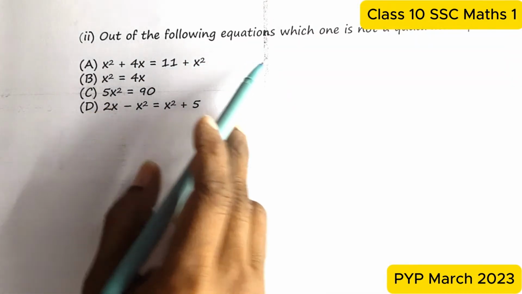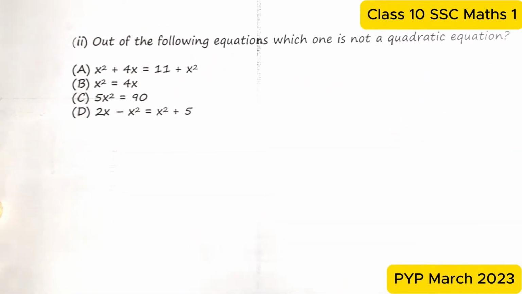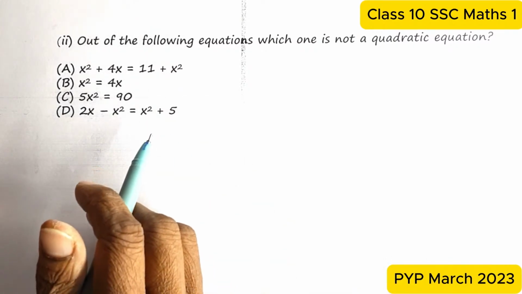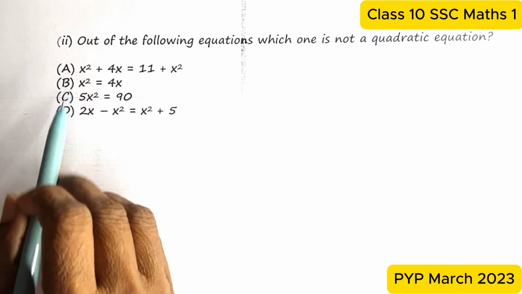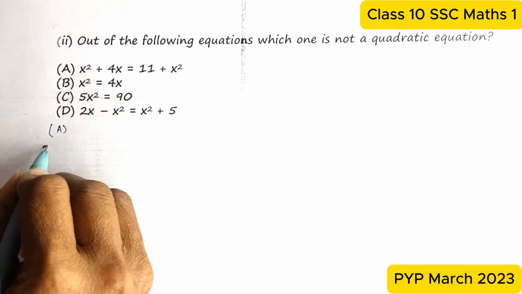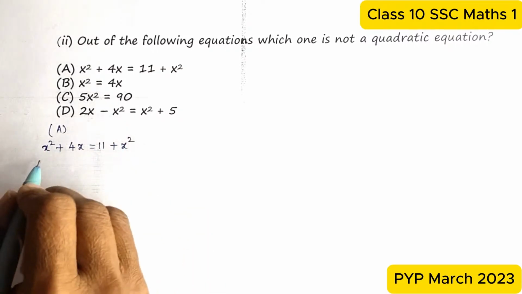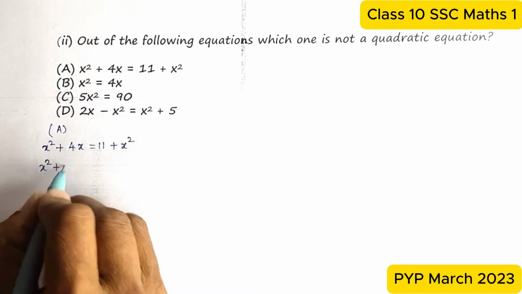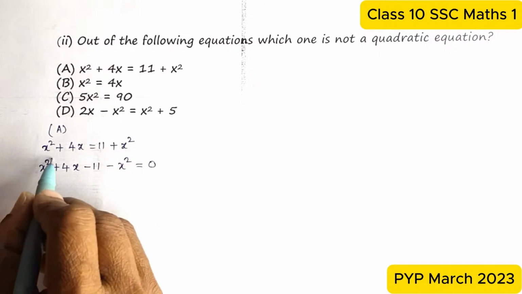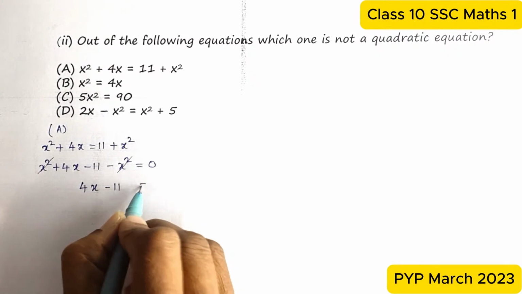Out of the following equations, which one is not a quadratic equation? Okay, so here we have to check each and every option. First I check option A: x square plus 4x is equal to 11 plus x square. So now x square plus 4x minus 11 minus x square is equal to 0. x square minus x square means 0, and the remaining terms, 4x minus 11 is equal to 0.